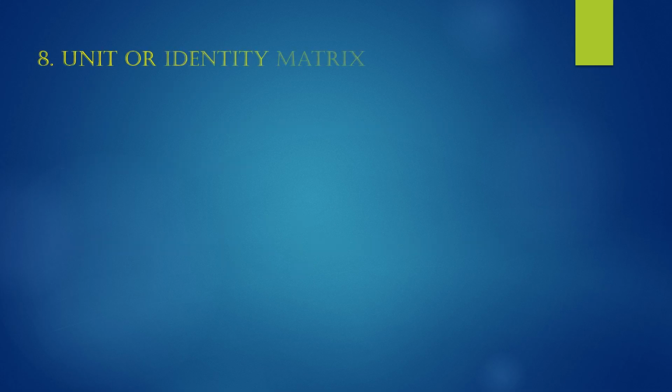Number 8, unit matrix, and this is a very important matrix. Unit matrix is a very important matrix. It will be used further in the examples we are going to do in the subsequent classes. So, unit matrix, and it is also known as identity matrix.